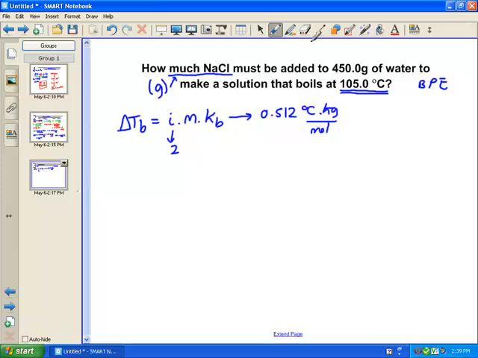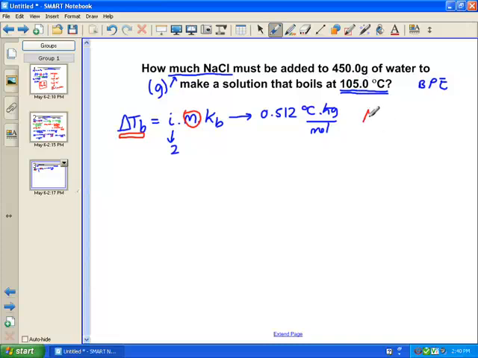If this is what we're looking for, then shouldn't we be given this? Because it doesn't look like we're given it. Well, the fact is we are given enough information to calculate what this is. It's all about how you read the question. So the solution boils at 105 degrees C. Now everybody knows that's not the boiling point of water. Boiling point of water, of course, is 100 degrees. So therefore the boiling point has been elevated by 5 degrees C.